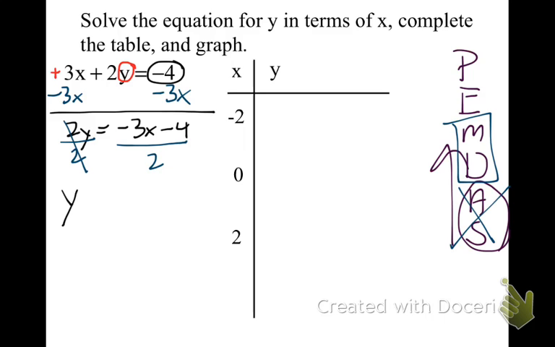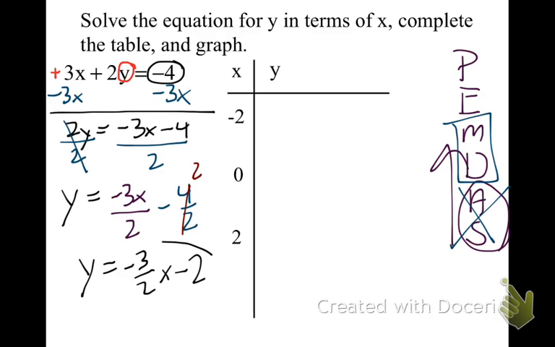I've reached my goal. Now remember, we want to break apart these fractions. The 2 will go with the negative 3x and with the negative 4. So now I have negative 3x all over 2, and then minus 4 over 2. There's nothing I can simplify in the first one, so that one's good to go. But can I divide 2 into 4? Yes, I can. So this simplifies down to 2, and my equation is y equals negative 3/2 x minus 2.